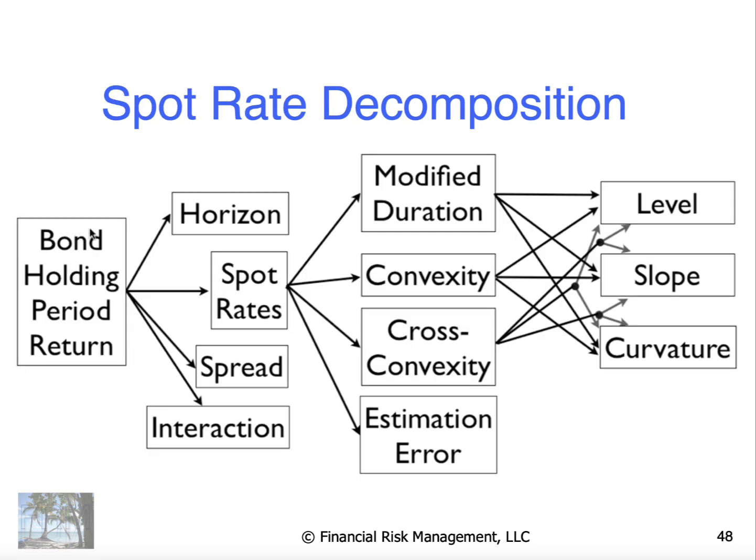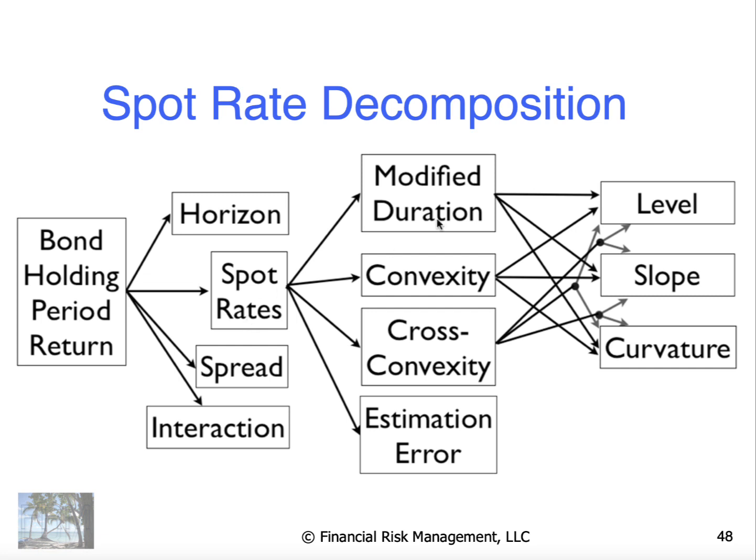And so diagrammatically, I have some bond holding period return. I'm going to have four component pieces: horizon, spot rate, spread, and interaction. These are going to be built in a manner that gives you exactly the bond holding period return. Interaction kind of captures everything that's missing.